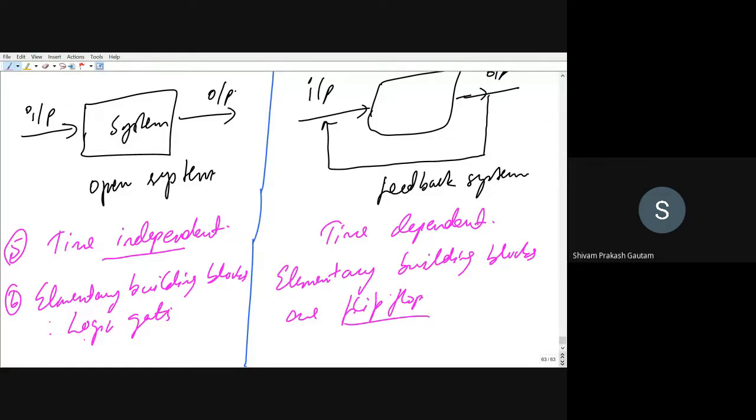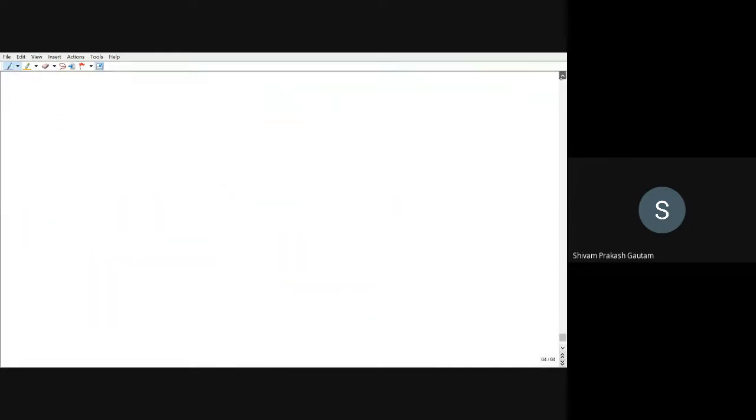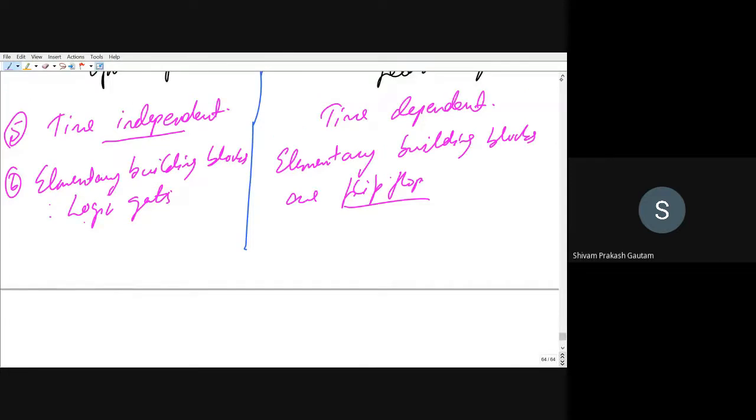So flip-flop basically consists of a memory. So with flip-flop, you can store any data. Like in your computer, you are storing the data, right? So flip-flop serves that purpose. That is, it stores some digital values.